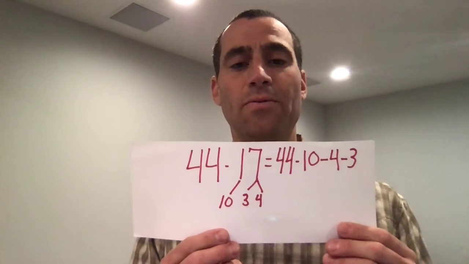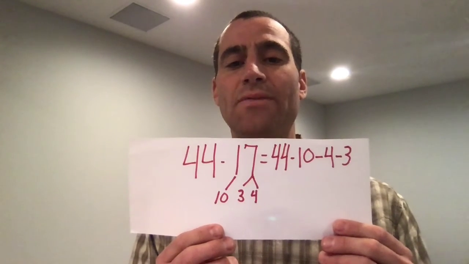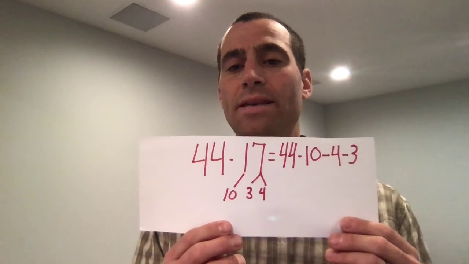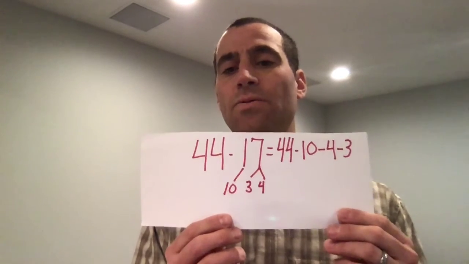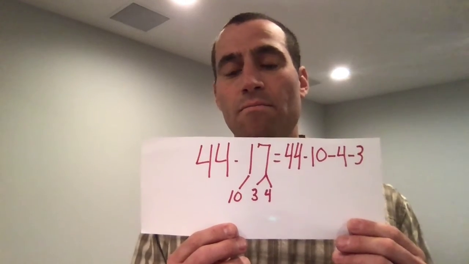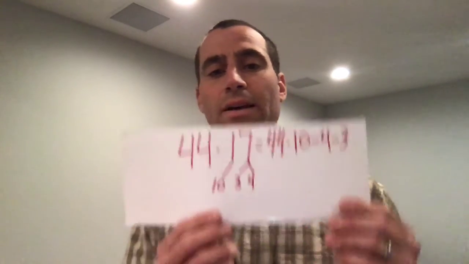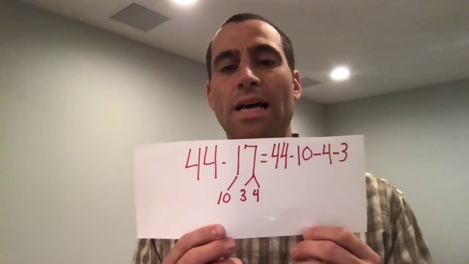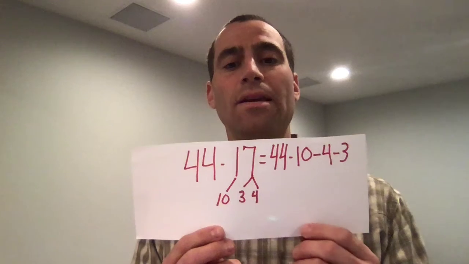There is a different way. 44, now I've decomposed my 17 into a 10 and a 3 and a 4. So 44 minus 10 is 34. Minus 4 more is 30. Minus 3 more is 27. Again, I am decomposing numbers to see what's inside so I can use friendly numbers.